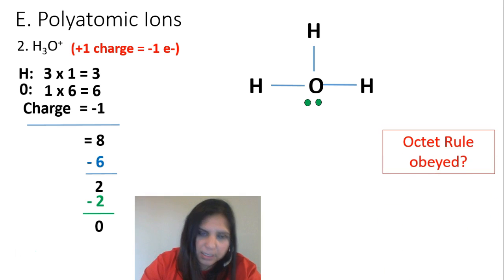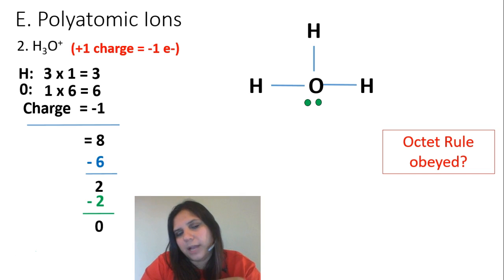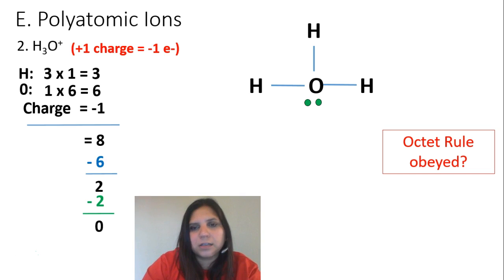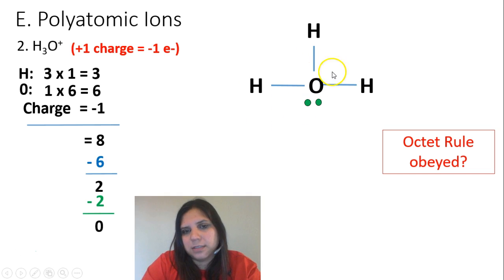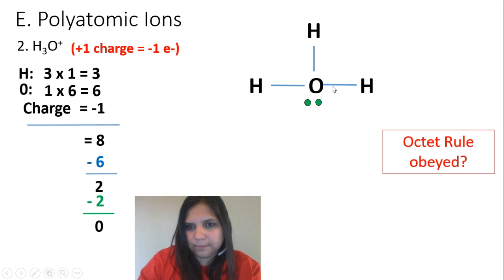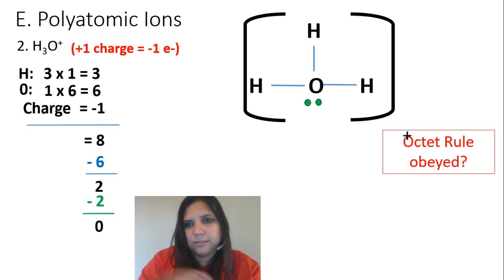Question, has the octet rule been obeyed? Well, hydrogen can't follow the octet rule, but oxygen sure did. It has 6 here plus those 2, that's 8. Last step, brackets, charge. And that is finally the end to part 1 of Lewis structures. We'll do part 2 tomorrow.